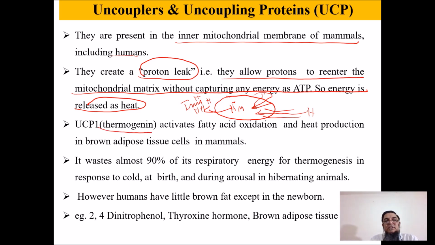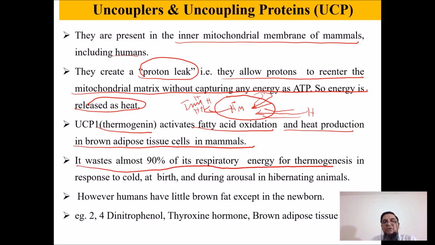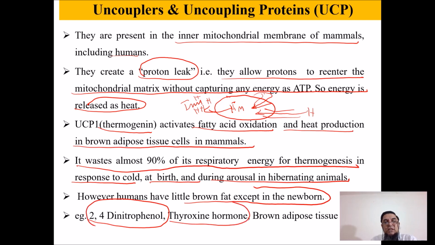UCP1, thermogenin, activates fatty acid oxidation and heat production in the brown adipose tissue in mammals. It wastes 90% of its respiratory energy through thermogenesis in response to cold at birth and during arousal in hibernating animals. However, humans have very little brown fat except in newborns. Some of the uncouplers are, for example, 2,4-dinitrophenol, thyroxine hormone, and brown adipose tissue. Thyroxine hormone is synthesized by the thyroid gland. That's why those people have hyperthyroidism.